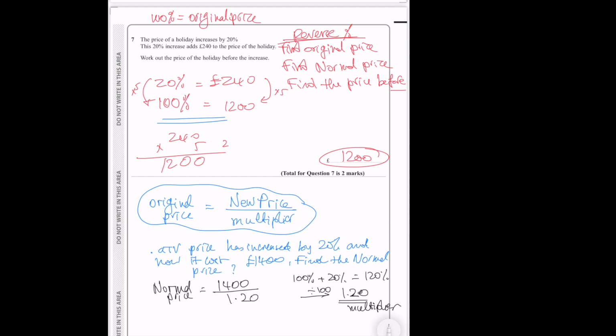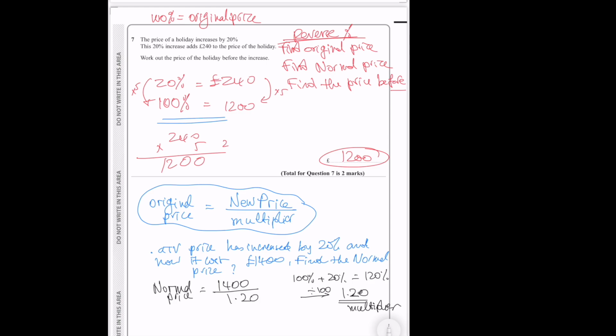So this formula, you only use it if you know the final price, and the multiplier is not a problem, but you need the final price to find the original price if you want to use the formula. Otherwise, if you don't have the final price, you only have the equivalent of the increase, use a ratio.